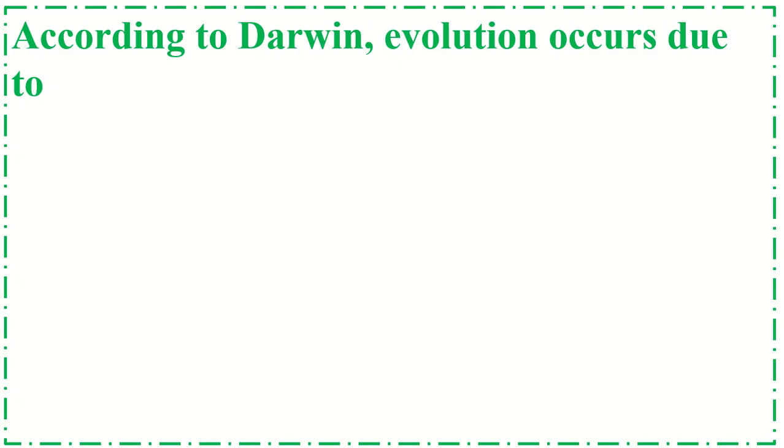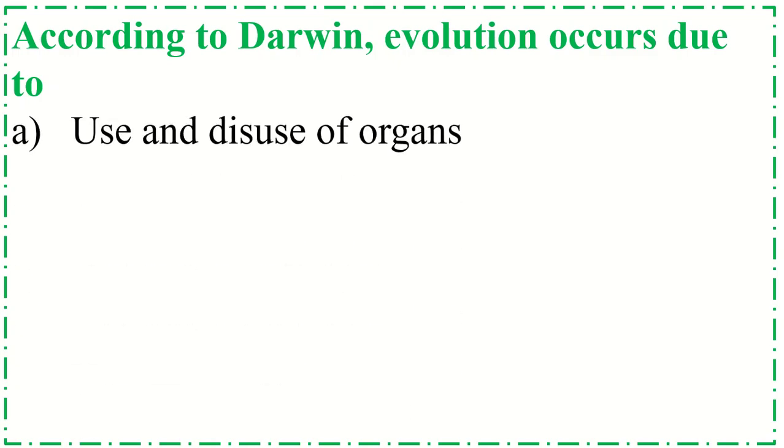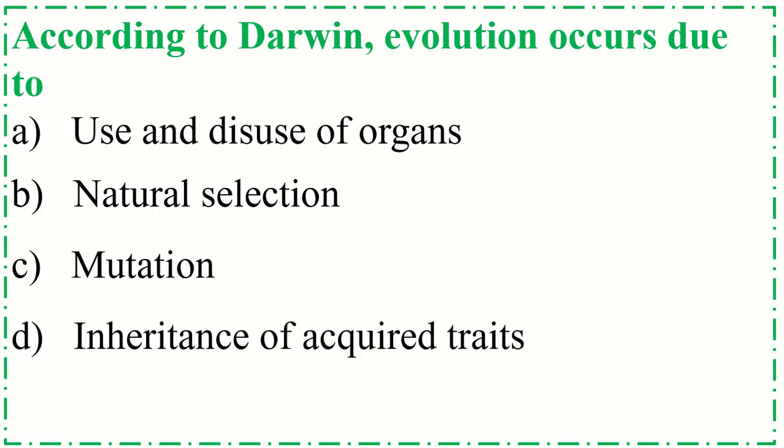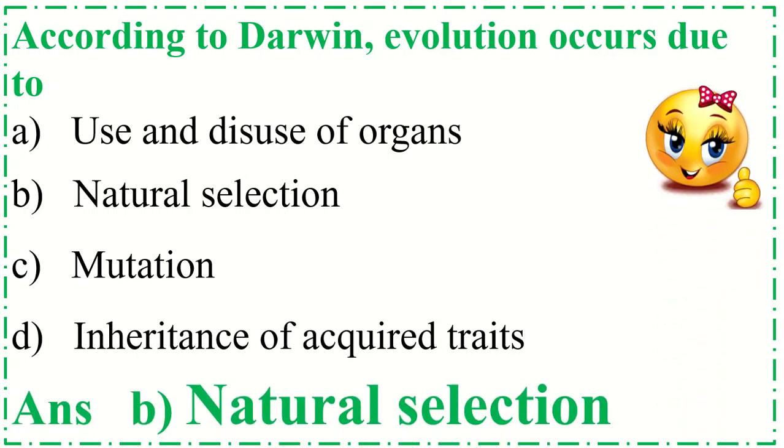According to Darwin, evolution occurs due to option A, use and disuse of organs, option B, natural selection, C, mutation, D, inheritance of acquired traits. Correct option is B, natural selection.